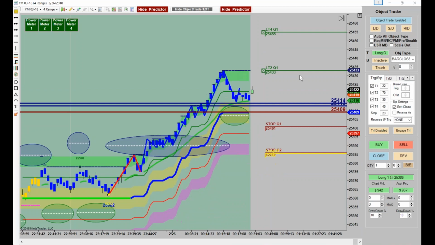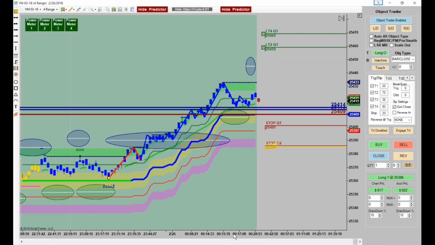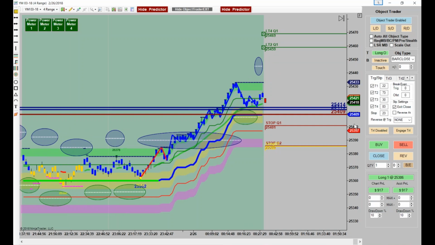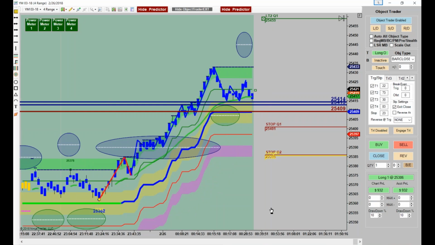So we're okay. We're going to still stick with our, well, it shows we got one long and we got two on here, so I'm not sure exactly on that. That may have been a bar close or something. Let's see if we can get this. I'm going to go ahead and close it out and just go back in. My object trader's acting up. That's not good.